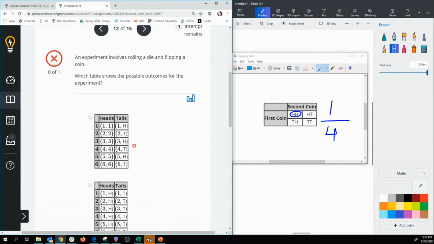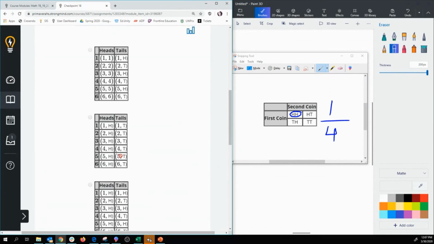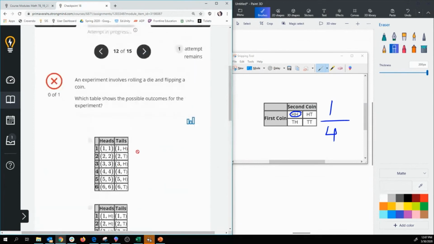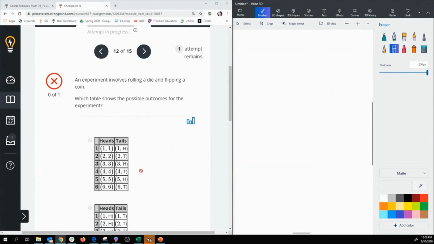All right. Our next problem has all of these different tables, and it says an experiment involves rolling a dice and flipping a coin. So I will give you guys a second to find this one. All right, are we good for this one? Ready? Okay, no problem there. We're almost done. We have, I think, 4 more, including this one.